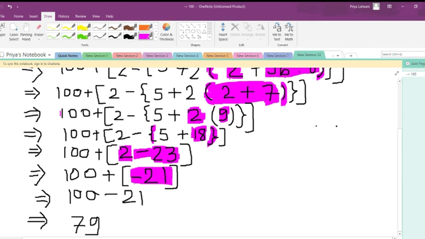So after this, when we open this bracket, this small bracket will be opened, then you can see this value is positive, this is plus sign and this is minus sign. So this plus minus will become minus and then it will be 100 minus 21. So you can see this 100 minus 21, and when we solve this, 79 will be the answer. So how easy it was by using BODMAS rule.